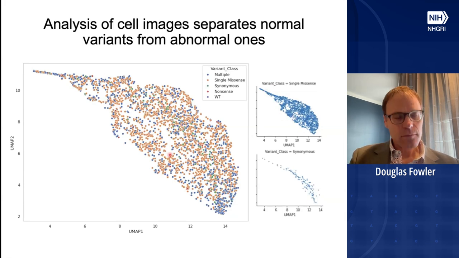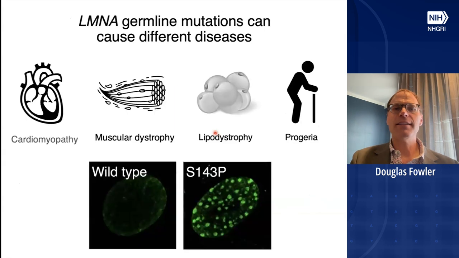In fact, what we've learned in subsequent analyses is that variants in this lobe of the UMAP are pathogenic variants that have one particular cellular phenotype, and variants up here are pathogenic variants that have a different phenotype. And so it's been really fun to analyze the data.